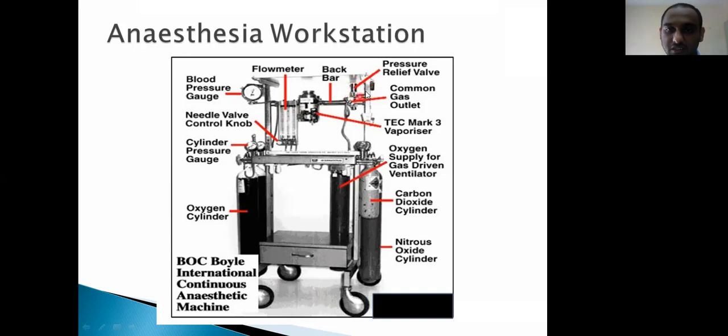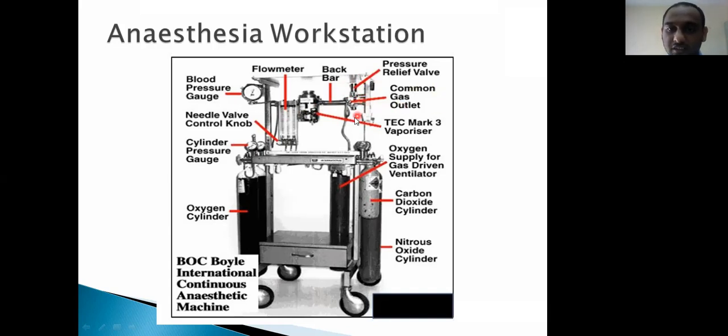If the pressure inside the pipings and tubings of the anesthesia machine exceeds the set value, then this pressure relief valve will release the excess pressure so that the components are not damaged, as well as there is no barometric trauma to the patient as well.